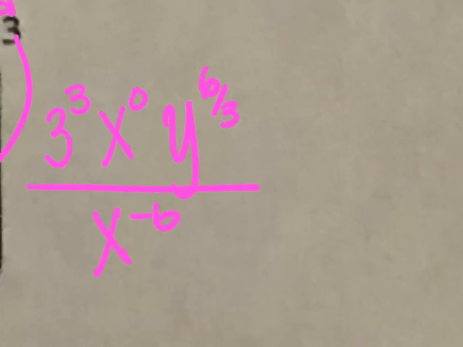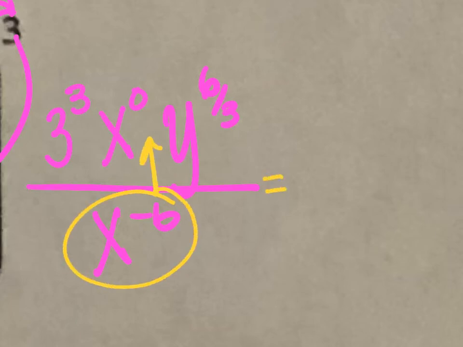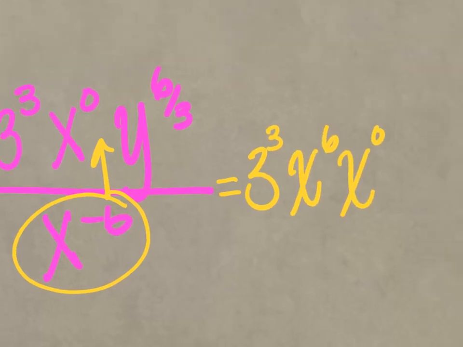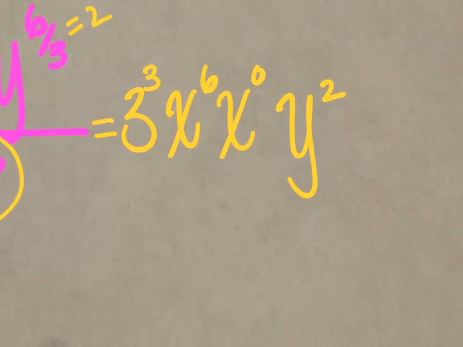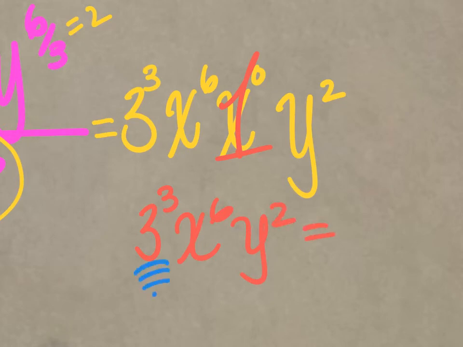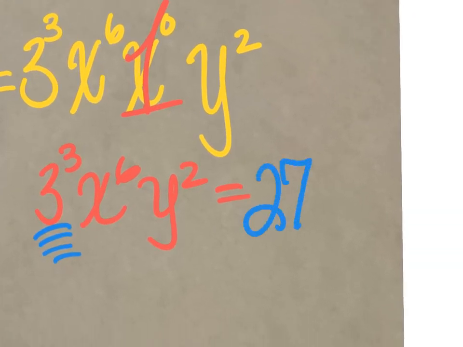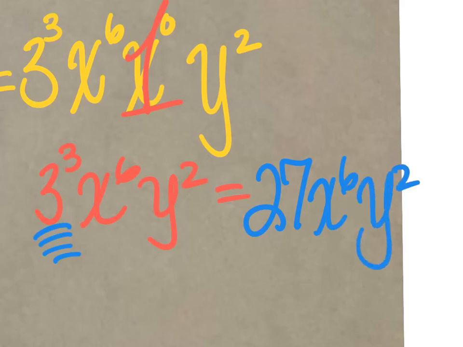I can simplify. What's going to happen here is this x to the negative 6 is going to come up. So I can do 3 to the 3rd, x to the 6, x to the 0, y to the 6/3 simplifies to 2. Again, a little more simplifying here, but not really, because we know that anything to the 0 power is 1. So I get 3 to the 3rd, x to the 6, y squared. And if you want to make your professor happy, you simplify 3 to the 3rd, giving you 27 x to the 6, y squared.